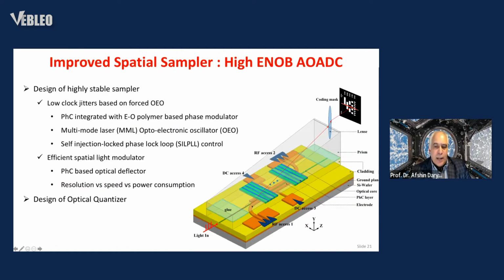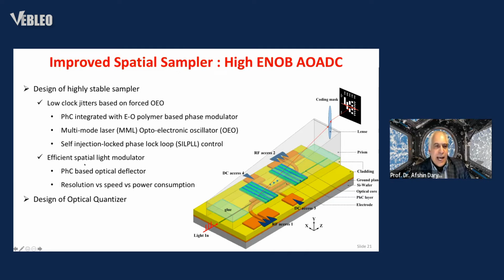Our approach has been to improve the performance of the spatial light modulator by adding the 1D photonic crystal. The 1D photonic crystal is grown on top of the electro-optic polymer with the separation of the buffer layer. And then on top of the 1D photonic crystal, we place the prism. The prism deflects the light, and then we focus that using a cylindrical lens on a coding mask.